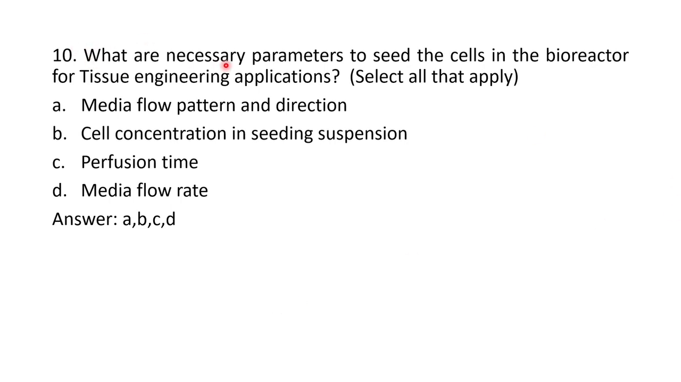Question number 10. What are the necessary parameters to seed the cells in a bioreactor for tissue engineering applications? So, the answers are already there. Option A, media flow pattern and direction, cell concentration and seeding suspension, perfusion time, media flow rate. These are some of the important parameters to look into before seeding the cells in a bioreactor for tissue engineering applications.